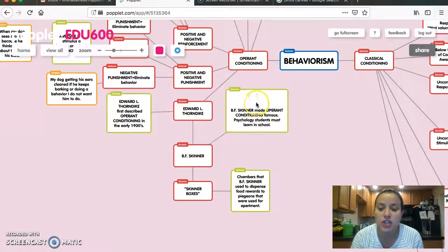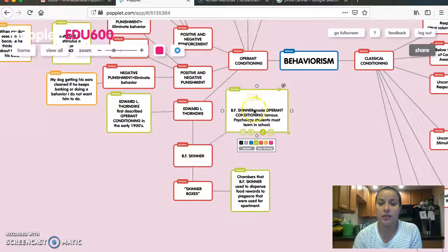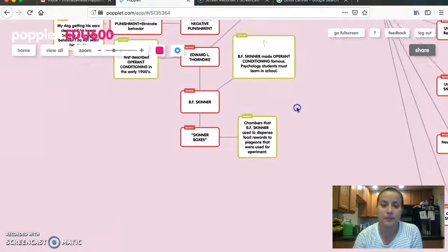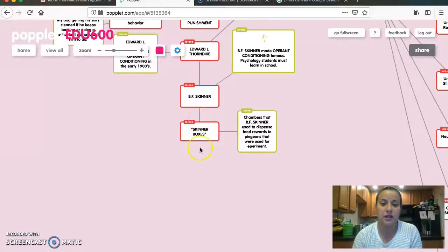I also wanted to show you Poplet is able to do kind of like a drawing thing down here if you click on here. So you're able to kind of draw in that box. So I tested it out by drawing an arrow to operant conditioning, since B.F. Skinner is also tied to operant conditioning. And then down here, Skinner had what's called Skinner boxes. Doesn't sound like fun. It's chambers that B.F. Skinner used to dispense food rewards to pigeons that were used in his experiments.